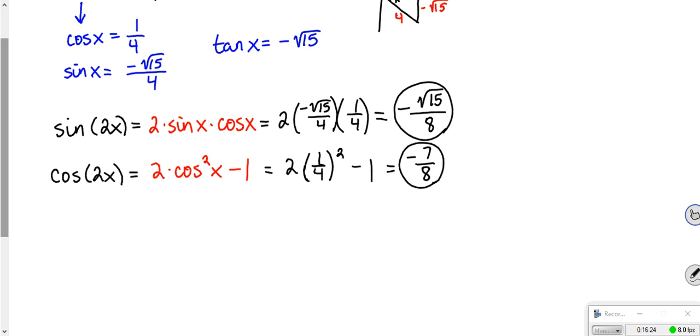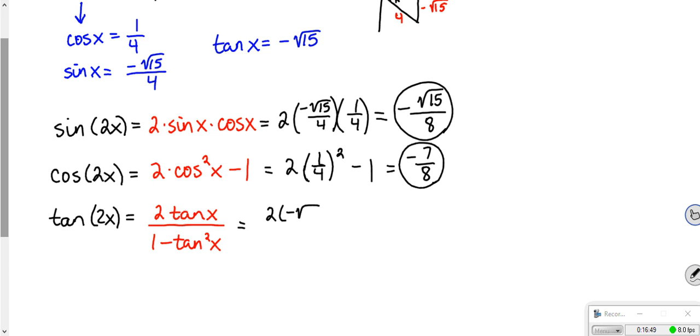Okay? Now, tangent 2x. Again, our formula is 2 times tan x over 1 minus tan squared x. Okay? So for us, that is 2 times negative root 15 over 1 minus negative root 15 squared.